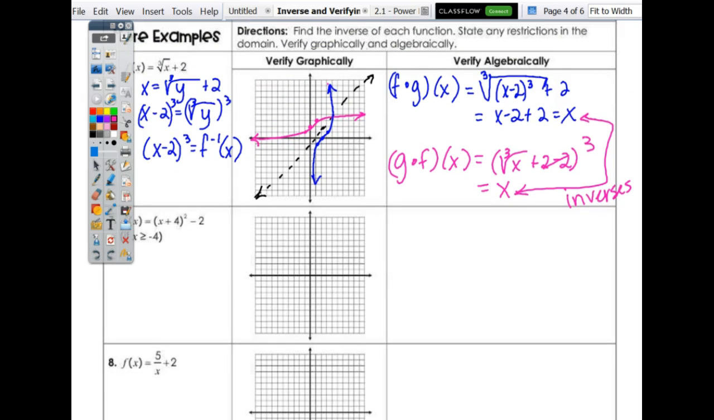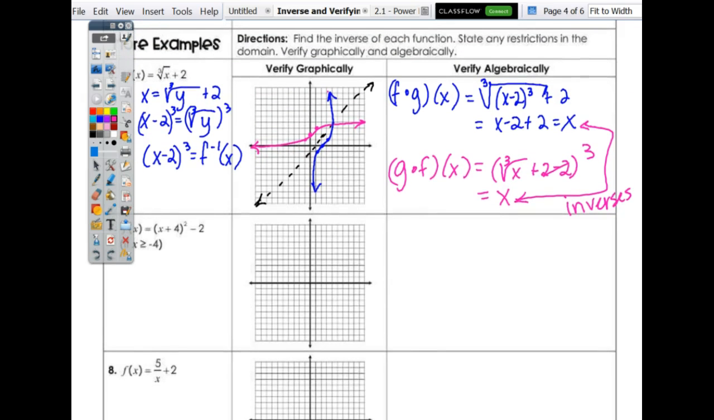I graphed it. The original function. No.